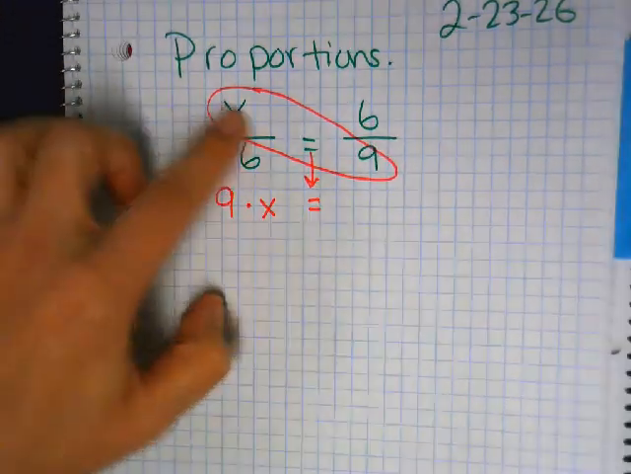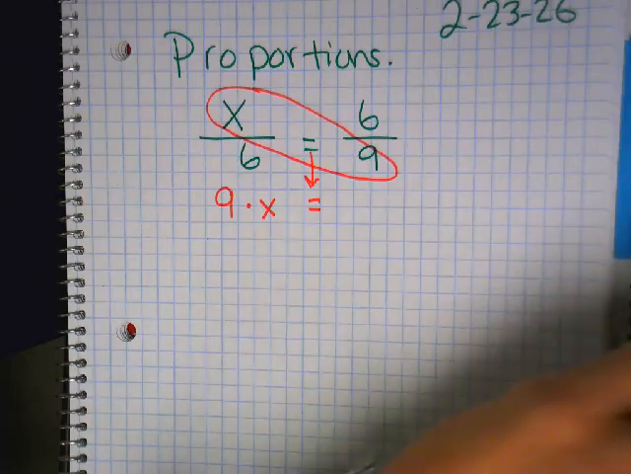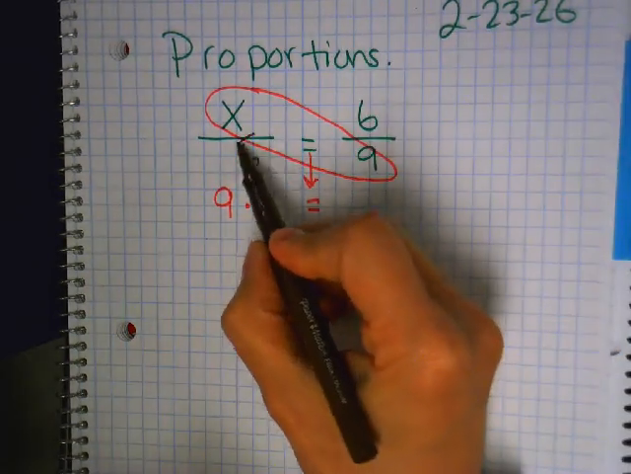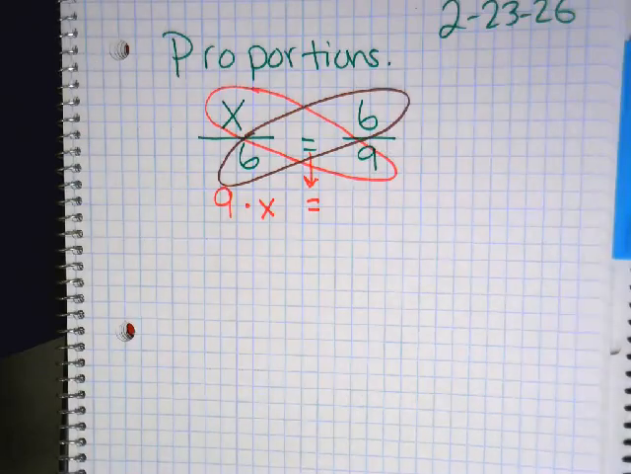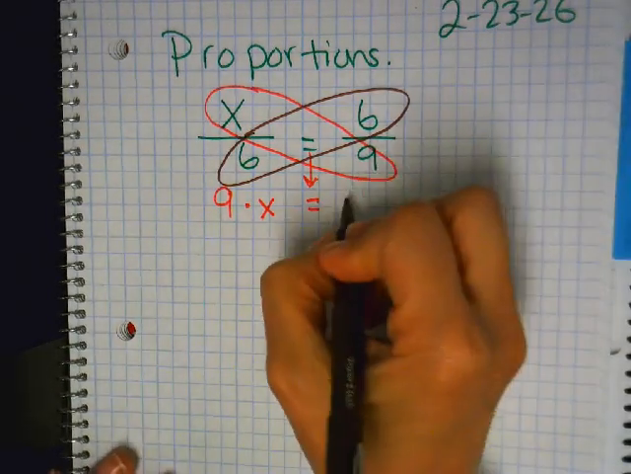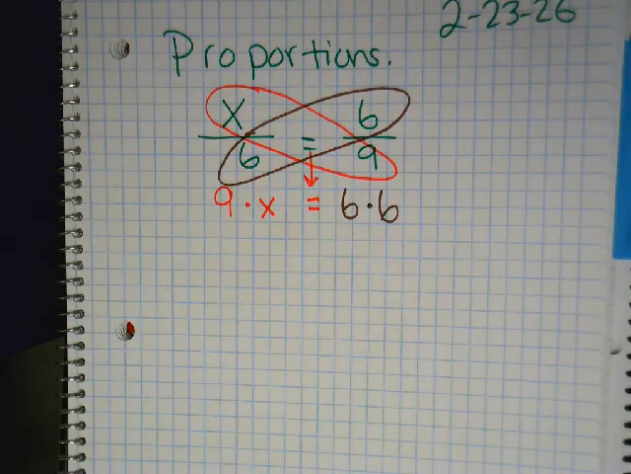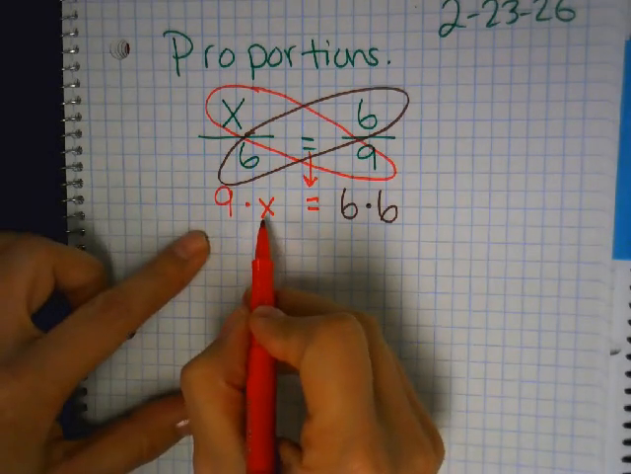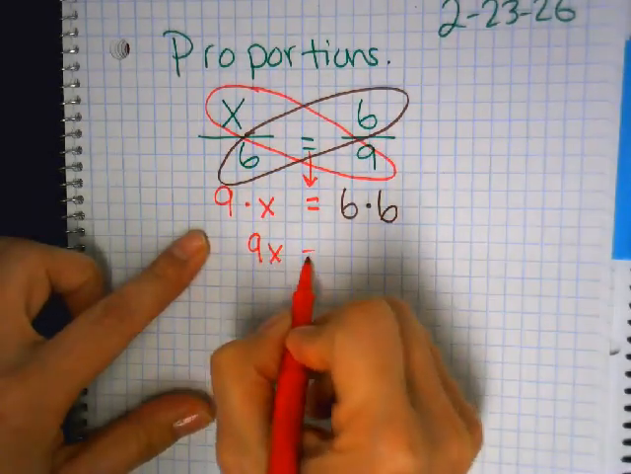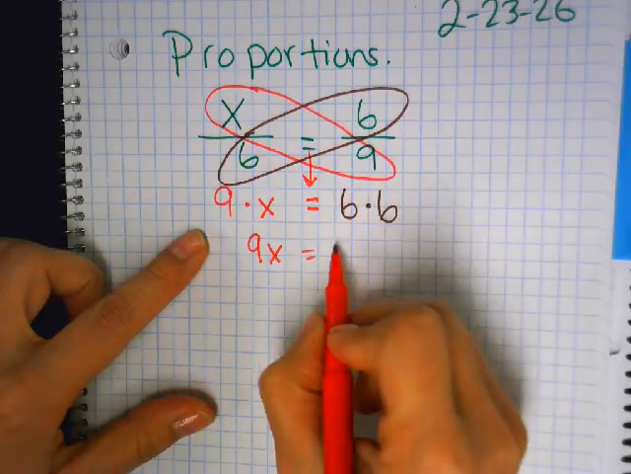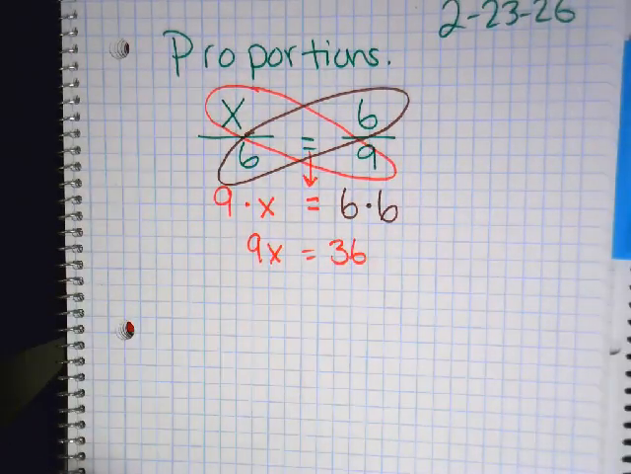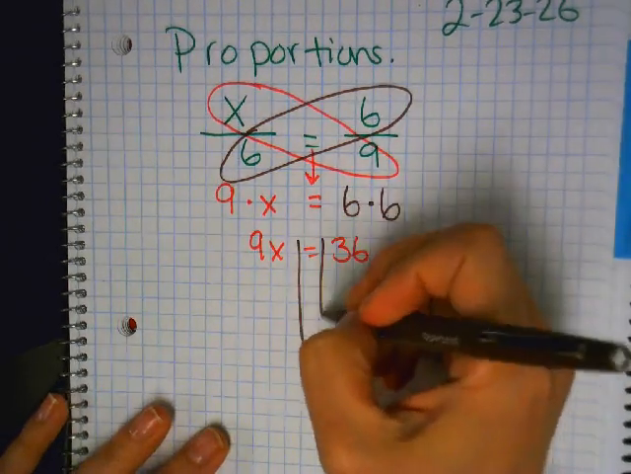My first circle is x and 9, or 9 times x. Then my second circle, what is my second circle? 6 times 6. Do you remember this from back in the day? It's supposed to look like a butterfly, the two wings of the butterfly. What's 9 times x? 9x. Equals, what's 6 times 6? 36. Now we're going to solve this like a one-step equation from 7th grade.